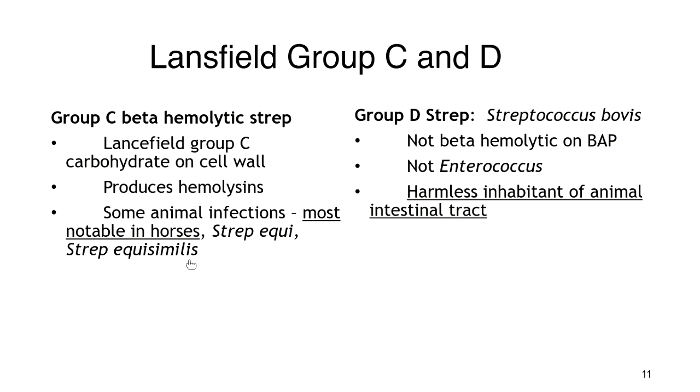So doesn't equi make you think of equine for horses? So strep equi and strep equisimilis. So remember, group C streps, they are beta hemolytic, and horses. So again, kind of follow some of the underlinings that I have here for some of the items to try to remember about these various organisms.